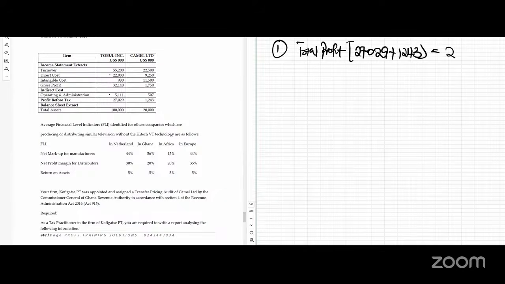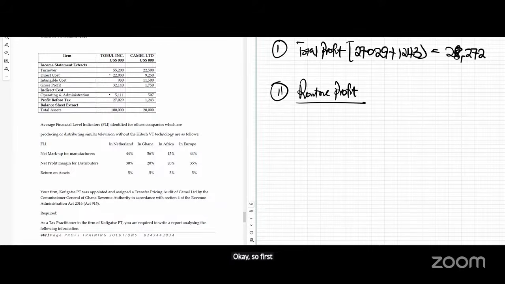28,272. Okay, so we have this. The next thing is what? Get our routine profit. Routine profit, yes.